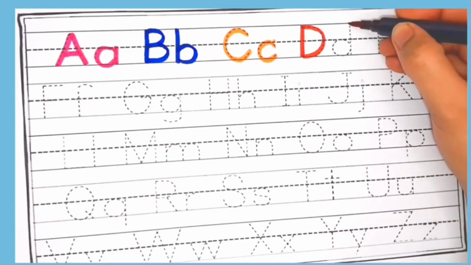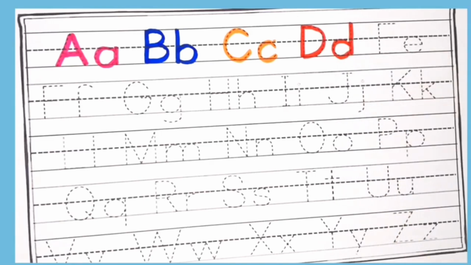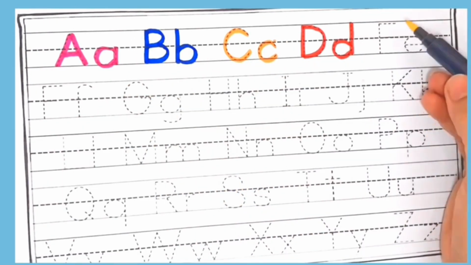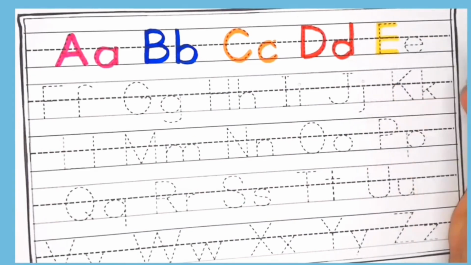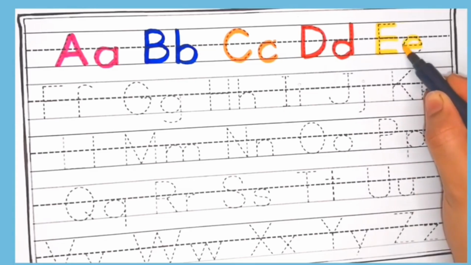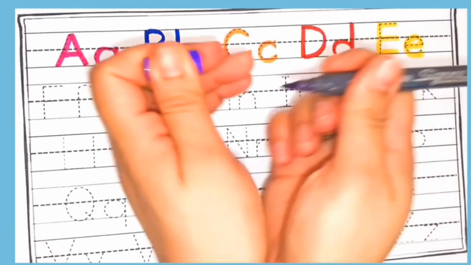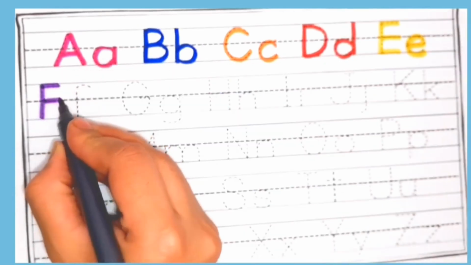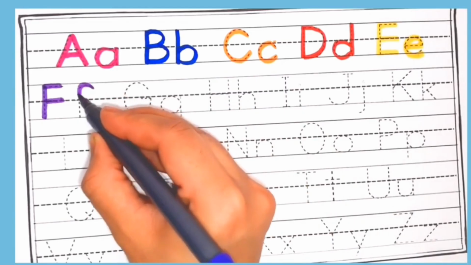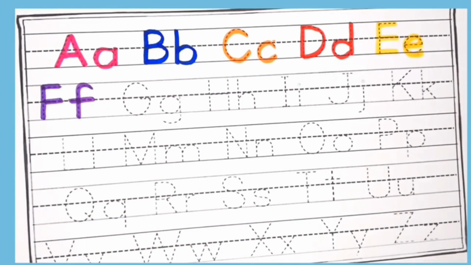Capital D, small d, D for doll. Capital E, small e for elephant. Capital F, small f for frog.